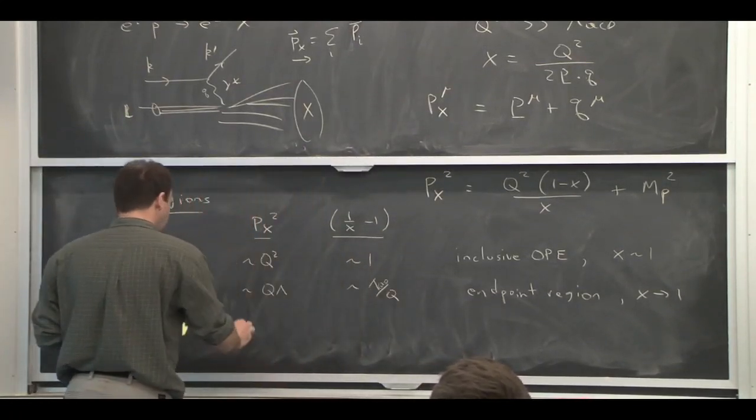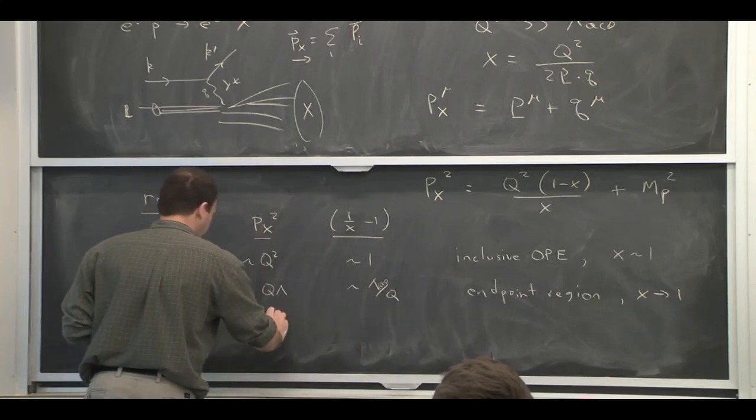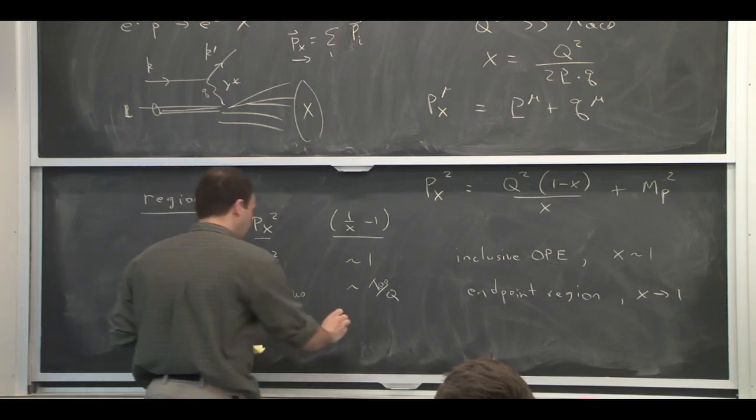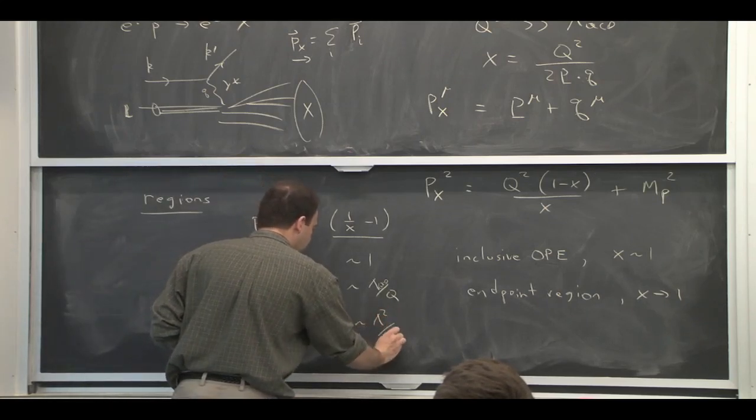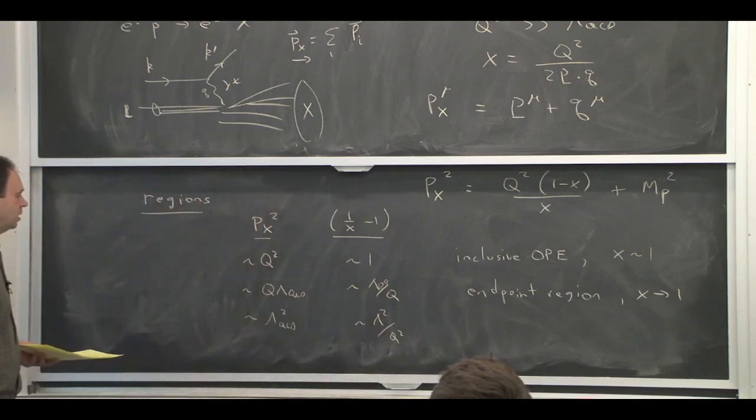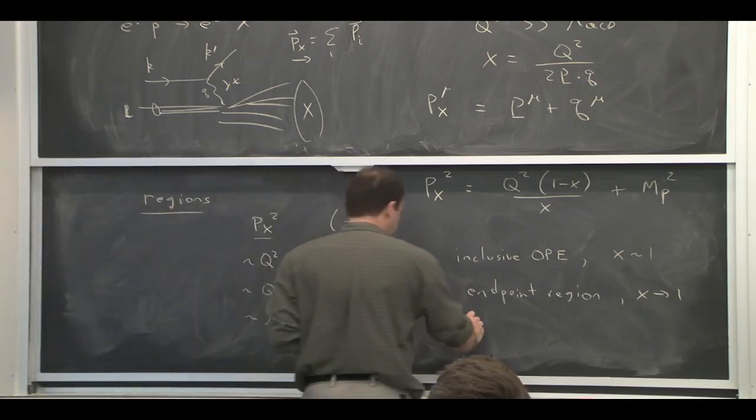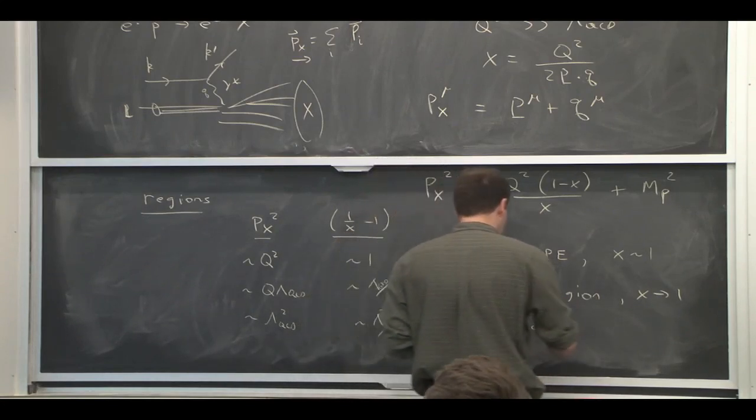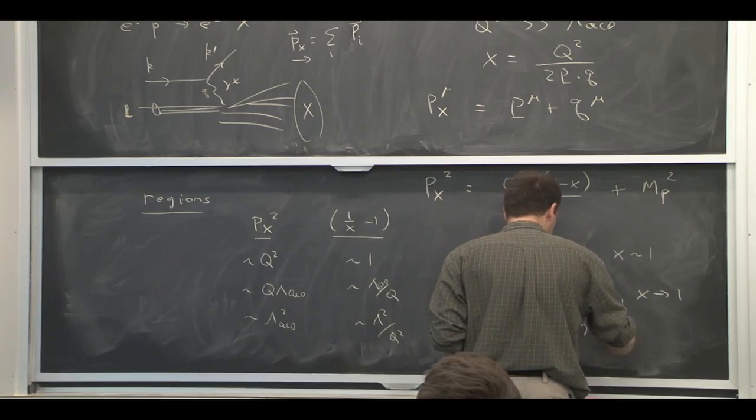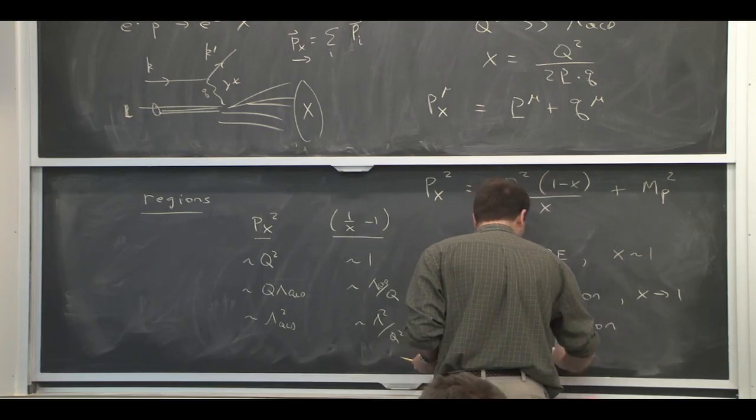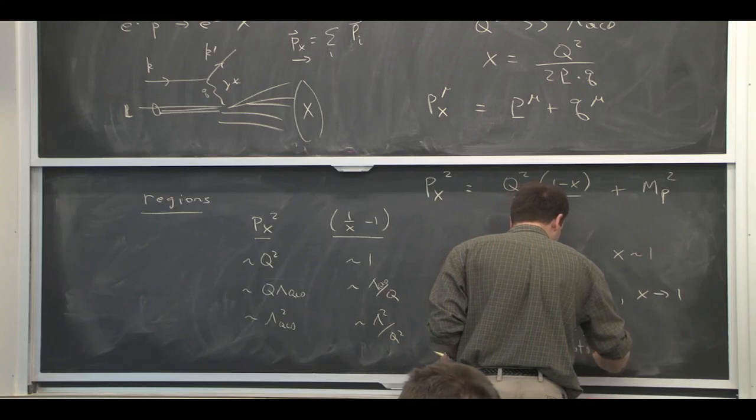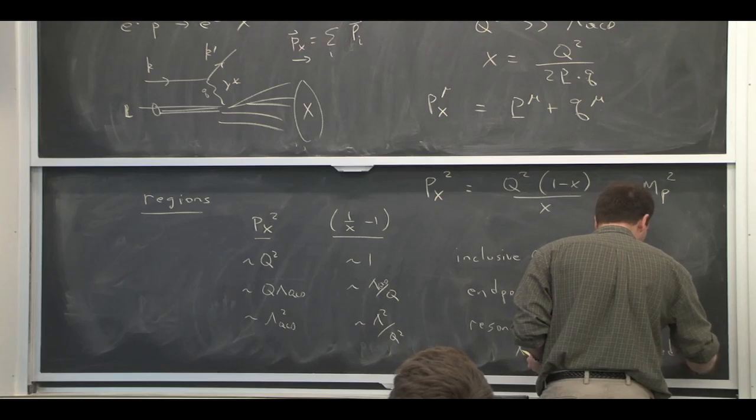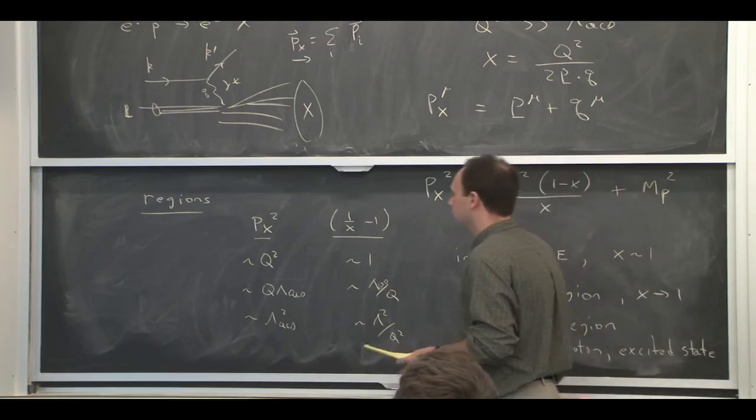There's even a third region where the P_X squared becomes hadronic, Lambda QCD squared. And that's like here, 2 powers. So taking that factor to be really small, and that's kind of the resonance region. And that's the case where the final state X is just another proton, or an excited state of a proton. So that's where elastic scattering would be. And exclusive, that's an exclusive process. It's not inclusive anymore.